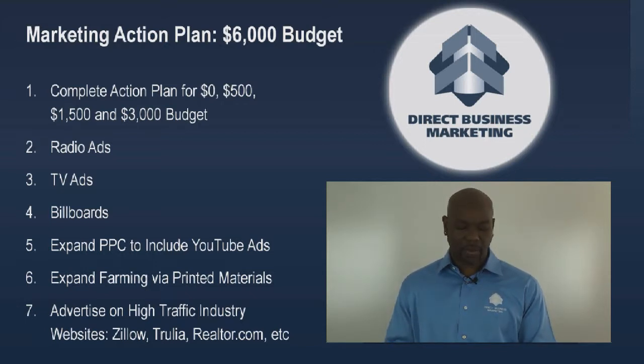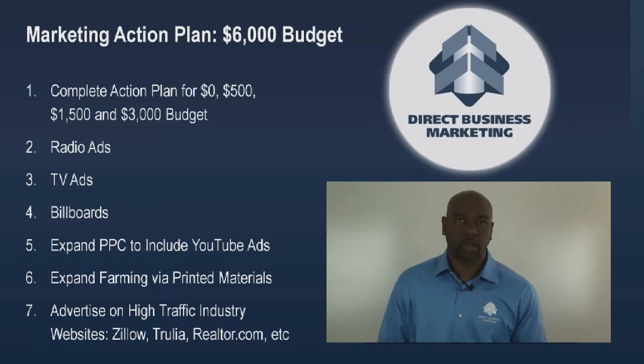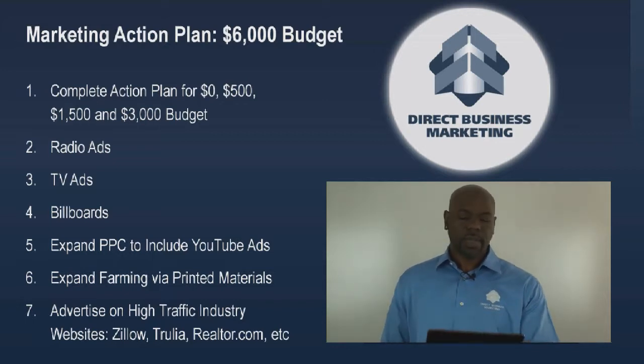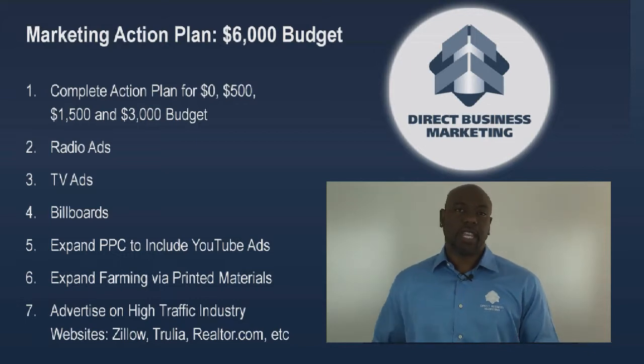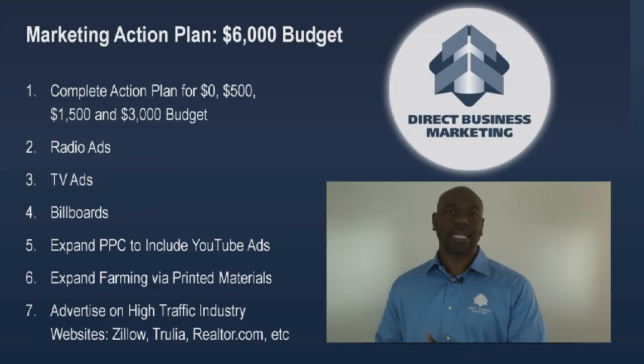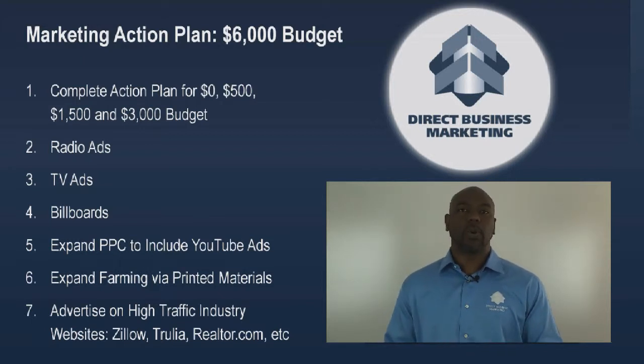And then number 7, advertise on high profile industry websites like Zillow, Trulia, Realtor.com. You can even narrow those down depending on which one you're talking about. You can narrow those down to specific zip codes that you want to market into. So there are a lot of nuances there that will help you get leads and that will help you cultivate and market in the area that you want to market.